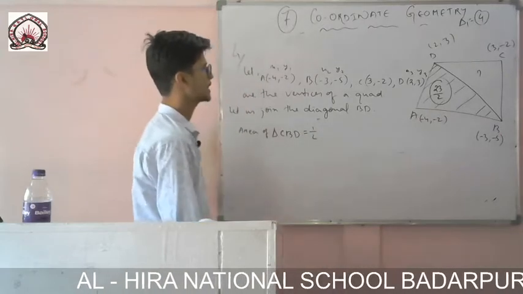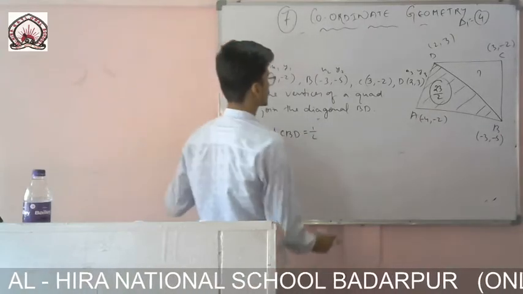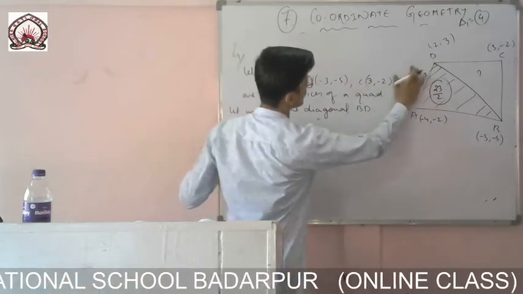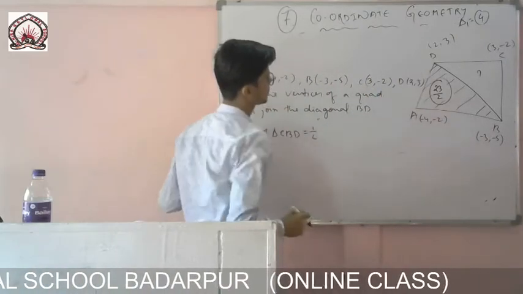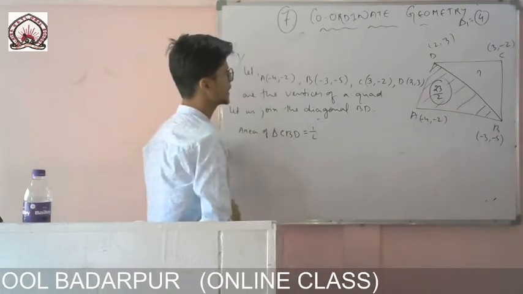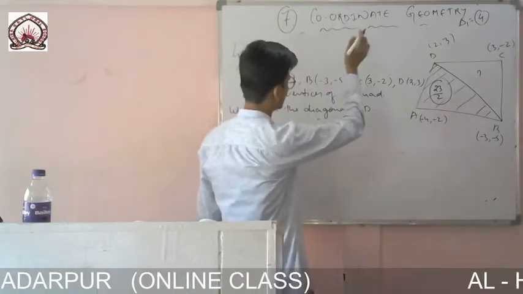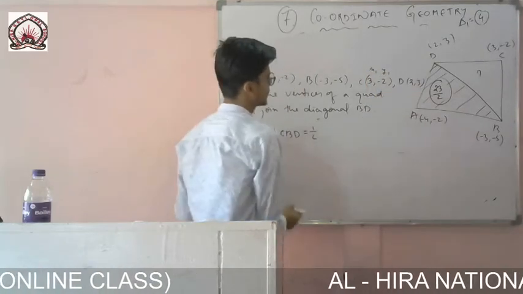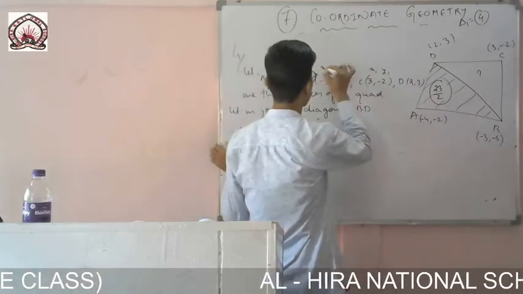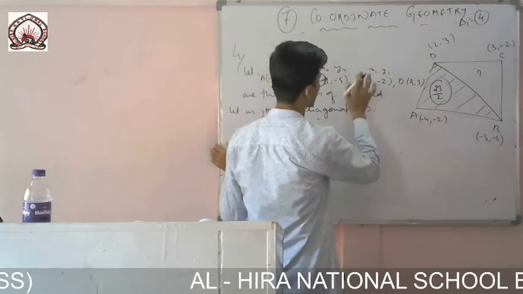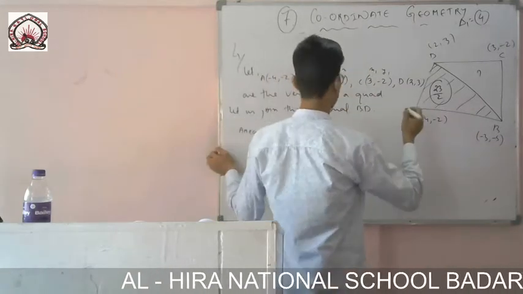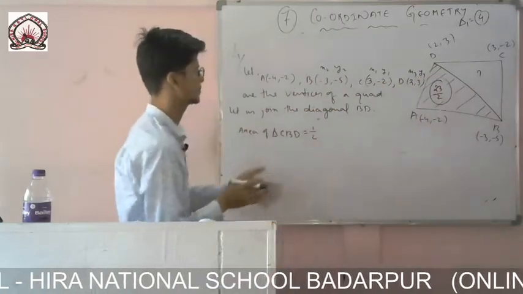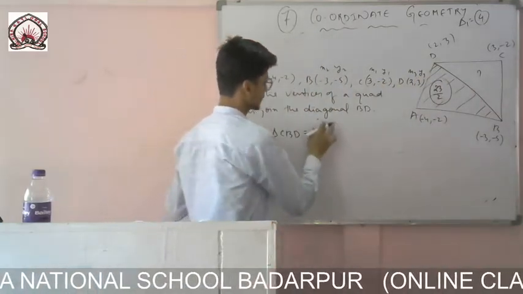Area of the triangle CBD. So C will be x1 y1, then B will be x2 y2, then D will be x3 y3. If you want, you can take it directly in normal order also, it's no problem.